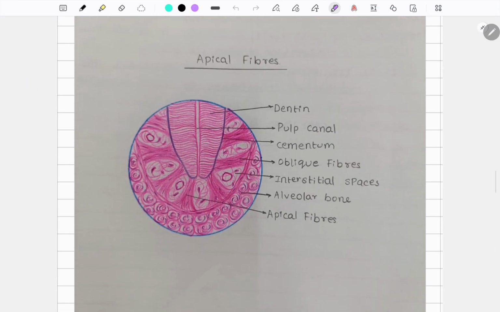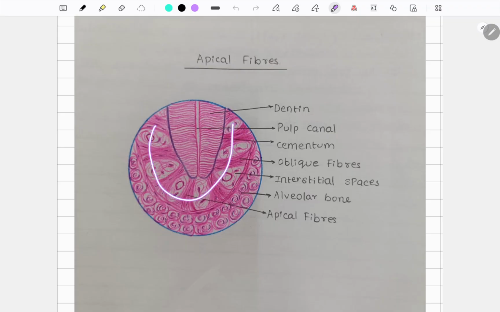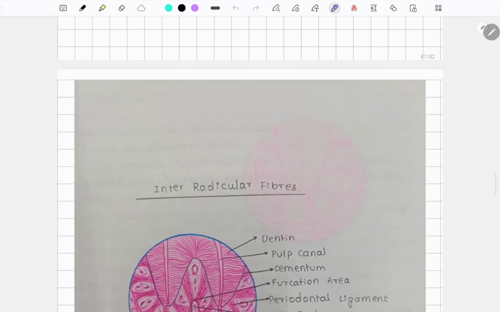Then apical fibers. Apical fibers are present just beneath the apex of the teeth. Like this is the apical fibers, this is the alveolar bone, this is the teeth, this is the cementum, and this is the root of the teeth, and this is the PDL. Over here there are oblique fibers, and over here there are apical fibers.